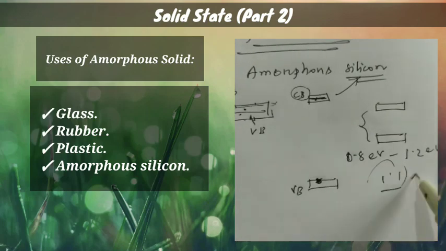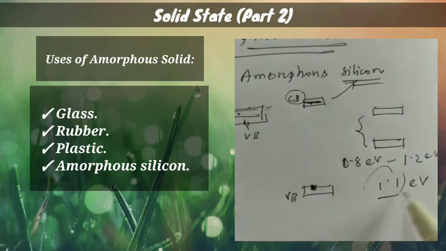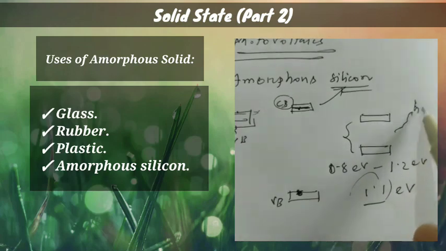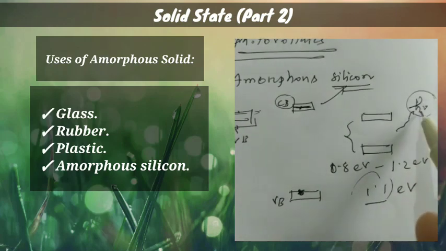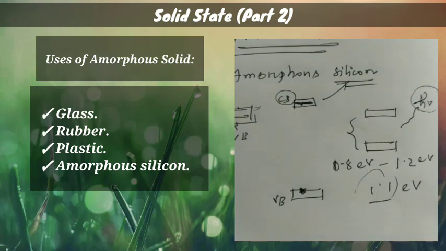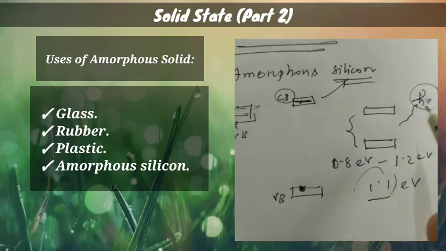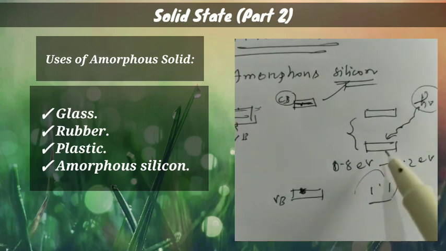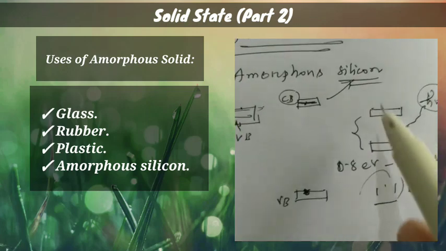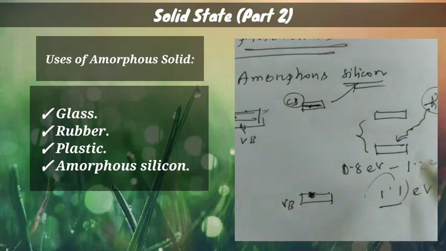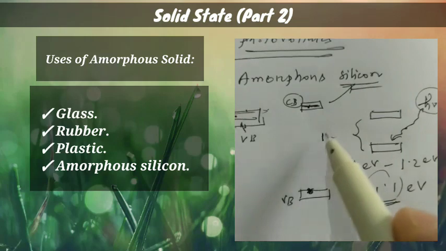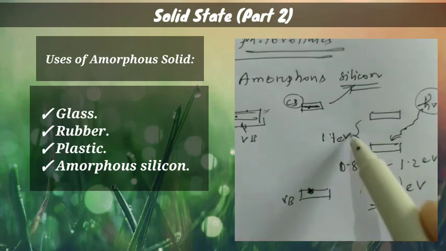For semiconductors it is 1.1 electron volt, okay. So that means a little amount of energy is required. Sunlight has some frequency, because we know that it is an electromagnetic wave. So if you apply that electromagnetic wave to a semiconductor material, let's suppose silicon, which has a band gap of 1.1 electron volt. So in the case of silicon the band gap is 1.1 electron volt, okay.